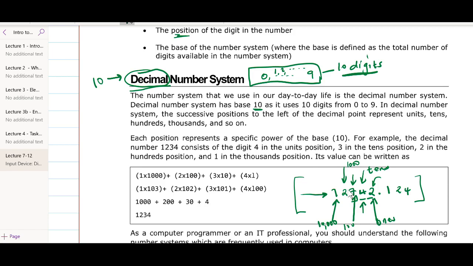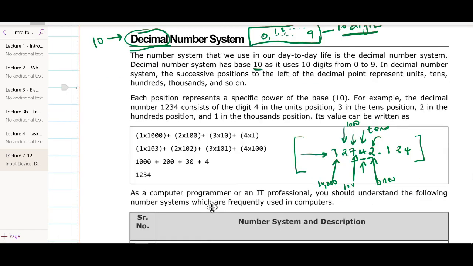And here we are looking at a simple example where each position represents a specific power of the base, which in our case is 10. For example, the decimal number 1,234 consists of digit 4 in the unit position, 3 in the tens position, 2 in the hundreds position, and 1 in the thousands position. Its value can be written as follows. So we have 1,000, 200, 3 tens, and 4 ones. And therefore, when you add them, you get 1,000 plus 200 plus 30 plus 4. You get 1,234. So clearly, there is nothing new from what you are already conversant with.